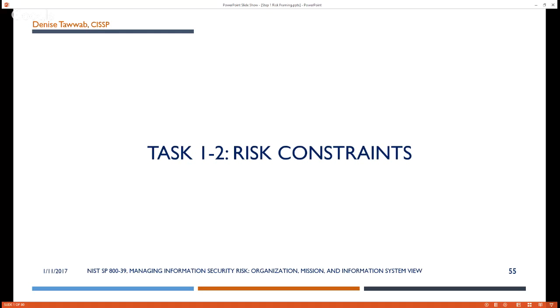All right, the next task is going to be task 1-2, risk constraints. And I'm going to stop this video and start another one where I finish up the other task. So I'm going to stop here and I'll be back in a subsequent video to cover risk constraints and the rest of the steps in the risk framing process.